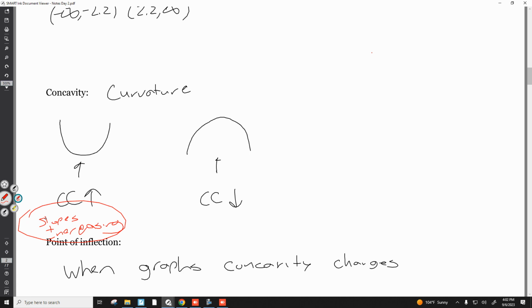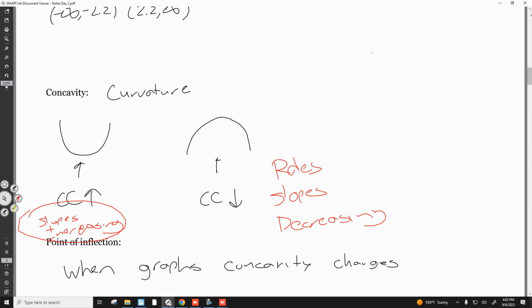The same can be done with something that's concave down. What would be the slopes of something concave down? Tell your neighbors, give me some numbers for the slopes there. Go. 7, 5, 3, 1, 0, -1, -3, -5. Those slopes are decreasing. We say we're concave down when our slopes, or our rates, are decreasing.